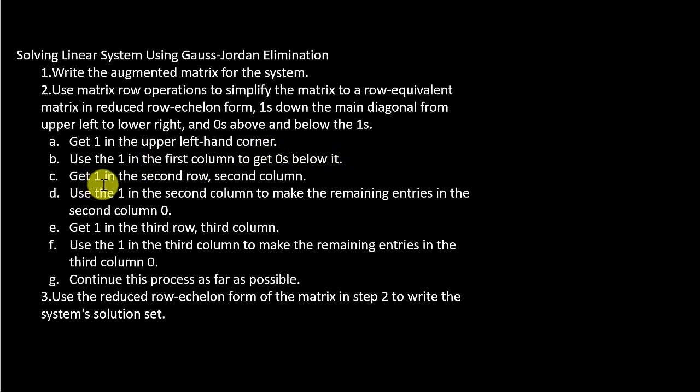And then we're going to get a 1 in the second row, second column, and use the 1 in the second column to make the remaining entries 0 in the second column, and then get a 1 in the third row, third column, and then we'll use the 1 to get zeros in the other two spots in the third column. And then you continue the process as far as possible, and then you use the reduced row echelon form of the matrix in this step 2 to write the system solution set.